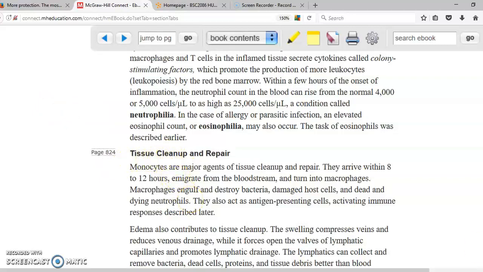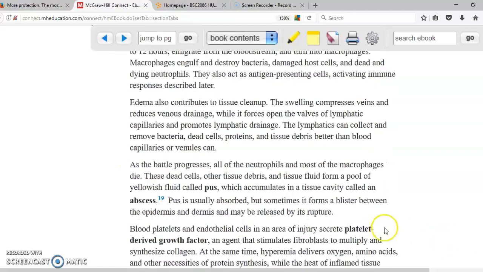So if we keep scrolling down, the repair is going to start because the platelets are going to provide platelet-derived growth factor that eventually is going to stimulate the fibroblasts to produce more fibers in order to repair the area that was damaged due to the infection.